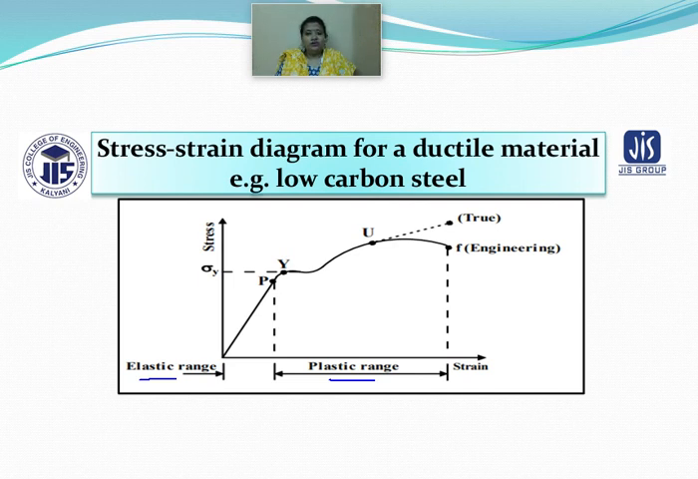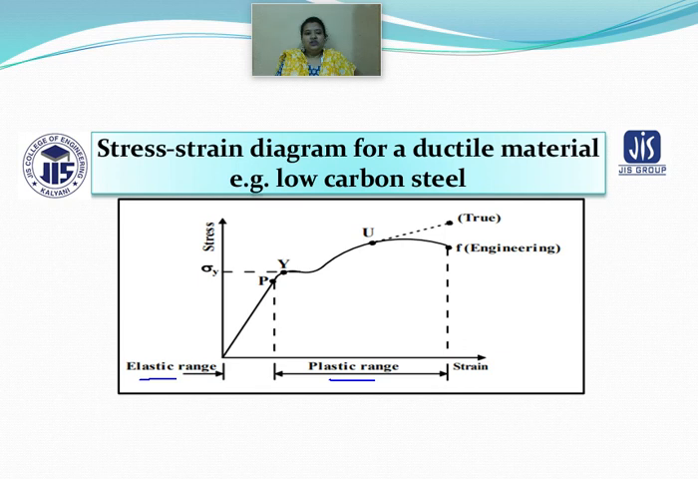If I talk about stress, I must say load per unit area, and if I talk about strain, that is change in length by its original length, or you can also say change in diameter to its original diameter, that is also called strain. If I talk about change in volume by original volume, then we are talking about volumetric strain. So these are the various types of strain: longitudinal strain, lateral strain, as well as the volumetric strain we have just discussed.